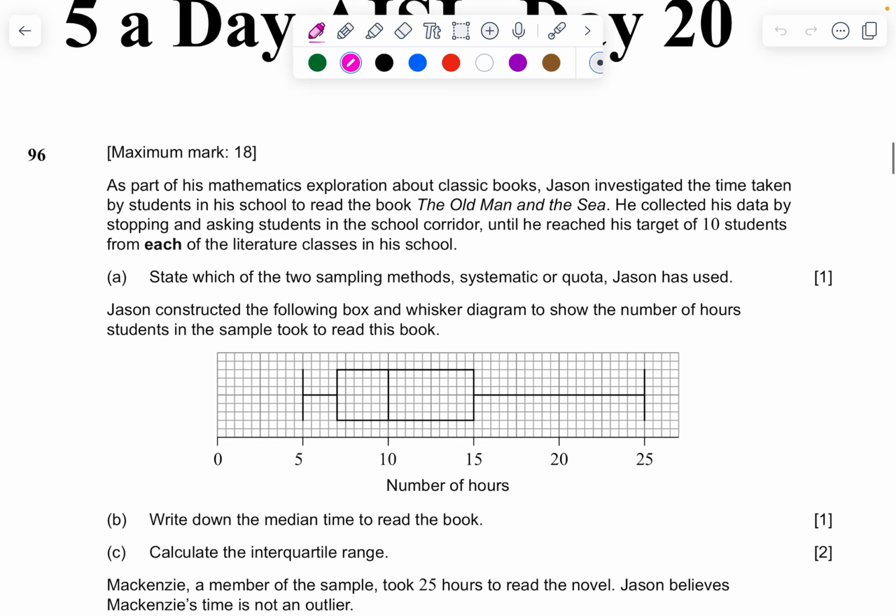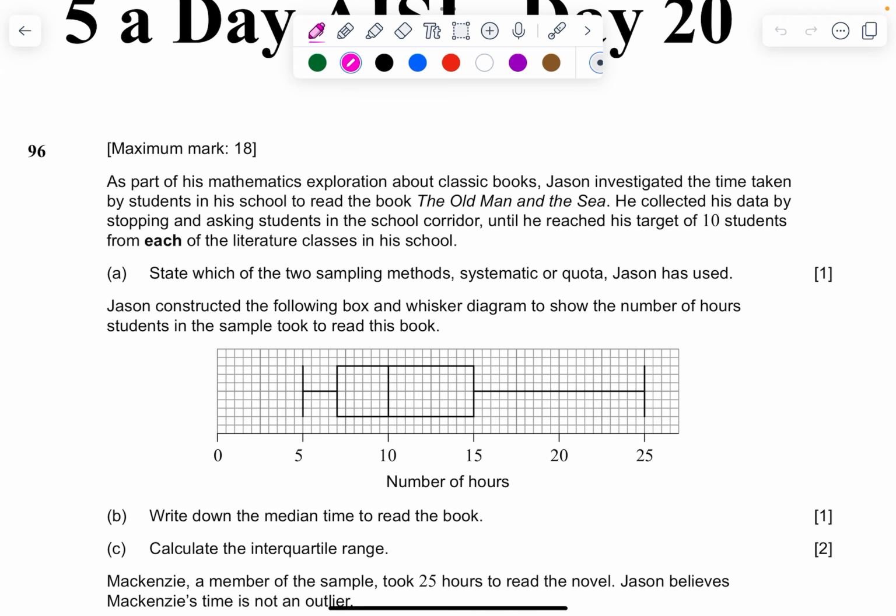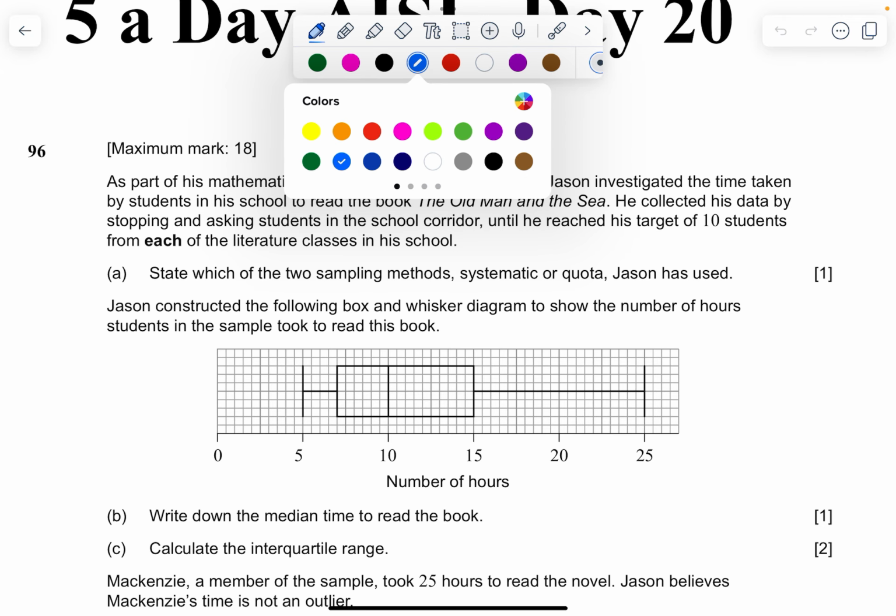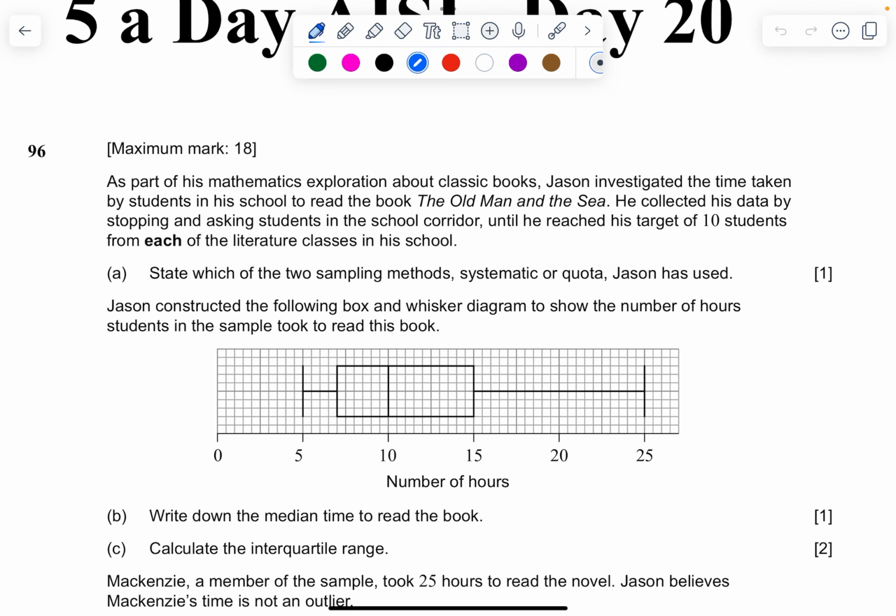Question number 96. As a part of mathematics exploration about classic books, Jason investigated the time taken by students in his class to read a book, The Old Man and the Sea. He collected the data by stopping and asking students in a school corridor until he reached his target of 10 students for each literature class in his school.